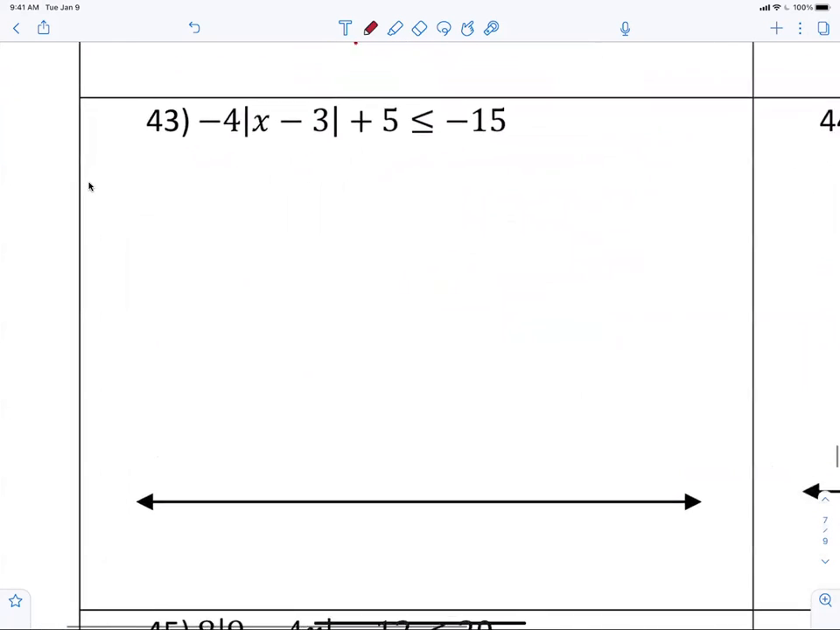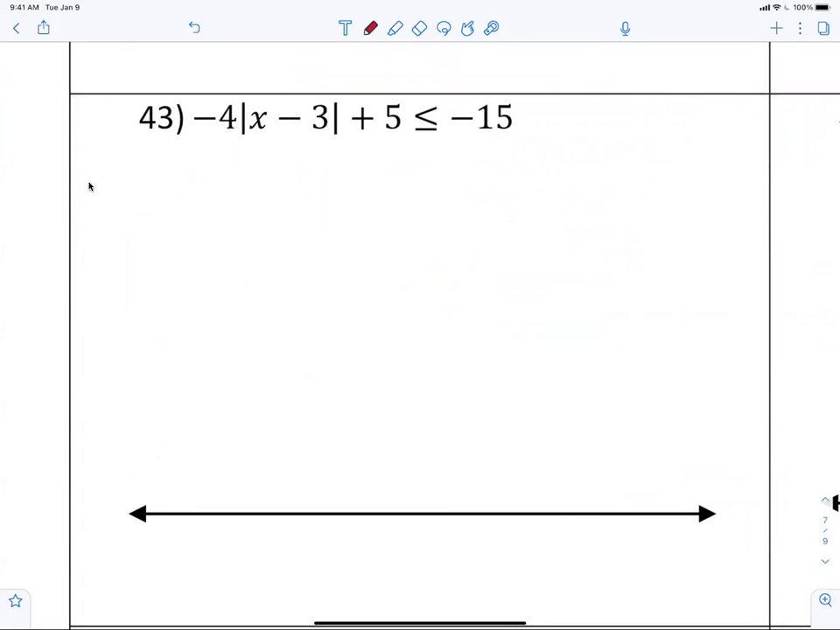43, what do I have to do first? Bring the 5. So you're isolating the absolute value. And then what? Divide by negative 4. You don't distribute. Divide by negative 4. Absolute value x minus 3 is less than or equal to? No, 5. And don't forget you have to do what to the sign? Good with that?